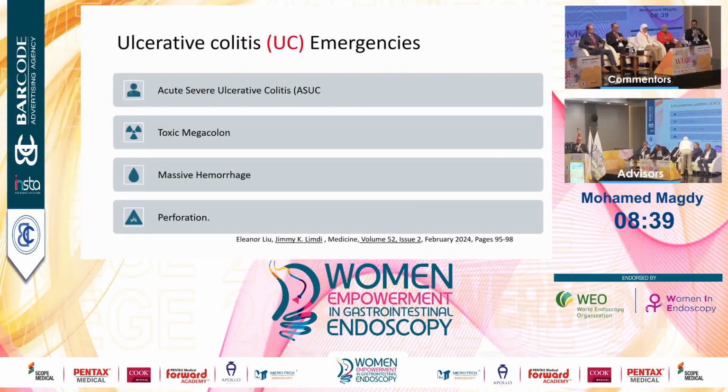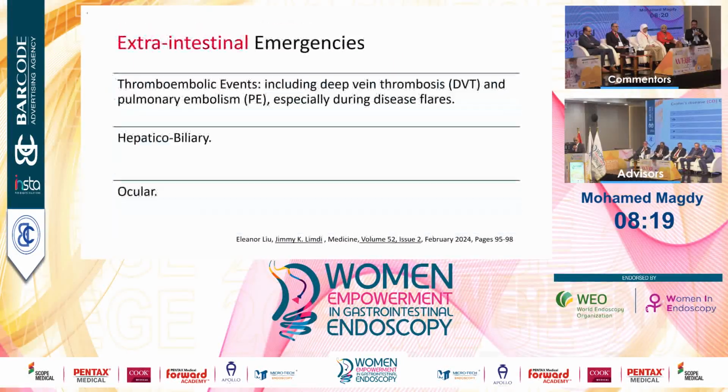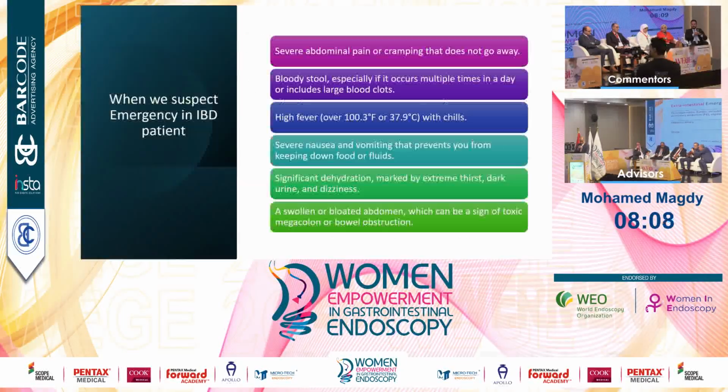Some emergencies are related to UC, like severe acute ulcerative colitis, toxic megacolon, massive hemorrhage, and even perforation. Others are more related to CD, like intra-abdominal sepsis or abscess, bowel obstruction, perforation, massive bleeding, and sepsis. Some critical cases are not related to intestinal complications, like thromboembolic events, hepatobiliary, and ocular emergencies.